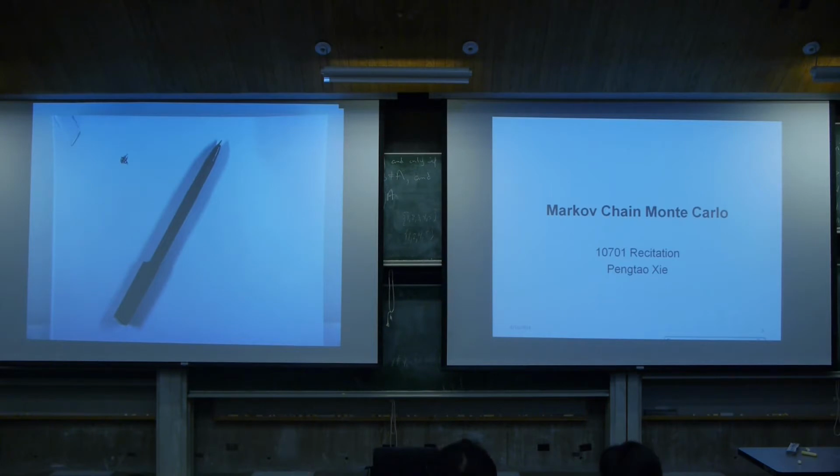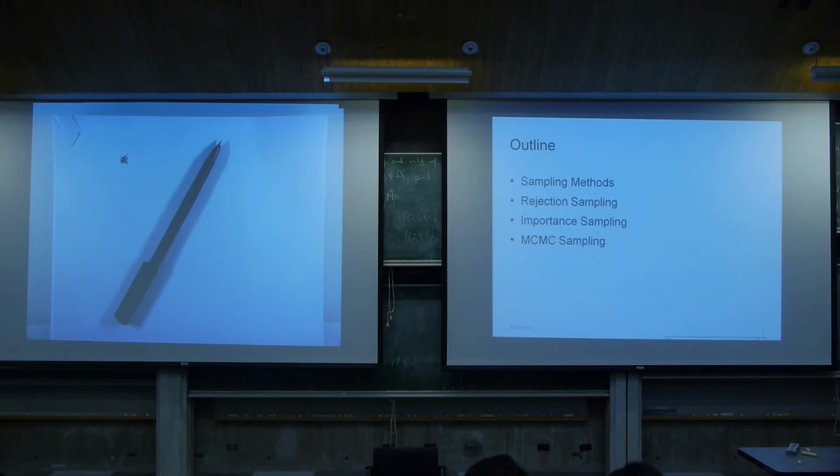Okay, let's get started. Today we are going to review how to draw samples from a distribution. Specifically, we are going to discuss Markov chain Monte Carlo methods, which is probably the most popular sampling method to represent a distribution. The outline is as follows. We first will give you an overview of sampling methods, and subsequently we are going to discuss three popular methods: rejection sampling, importance sampling, and MCMC sampling.